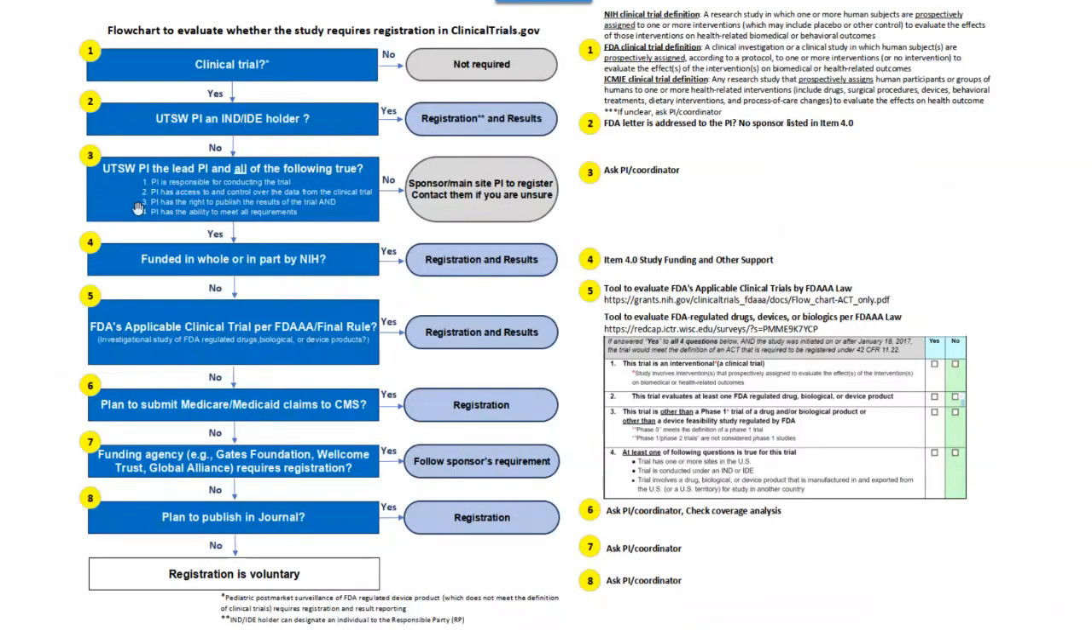So this flow chart summarizes what I just said. The right side of the document has helpful tips to answer each question in the blue box on the left. This flow chart is available on our website, and I can also email it to you if you wish. Our recommendation is, before you initiate ERB submission, please go through this flowchart with your PI and then assess whether the trial requires ct.gov registration and results reporting.